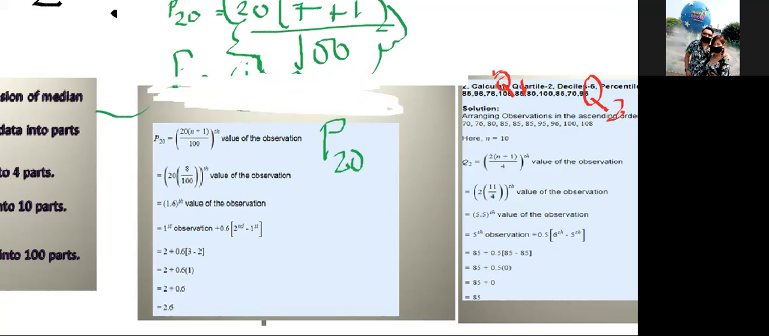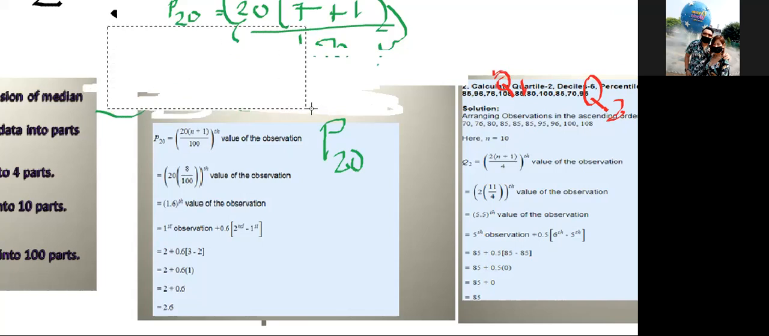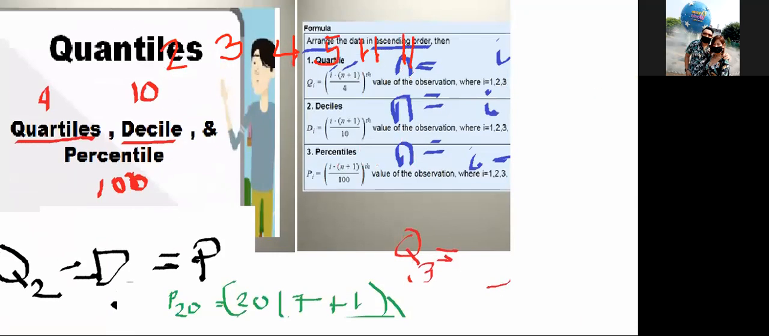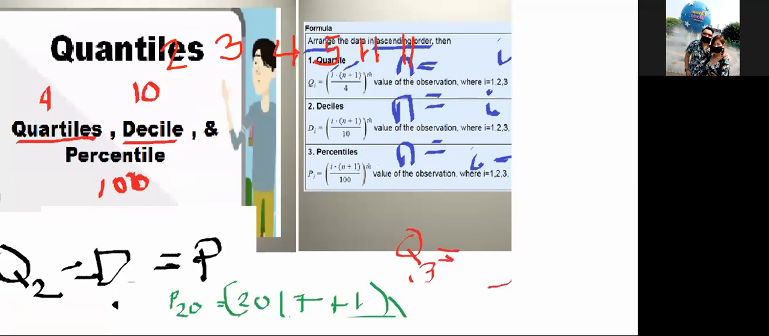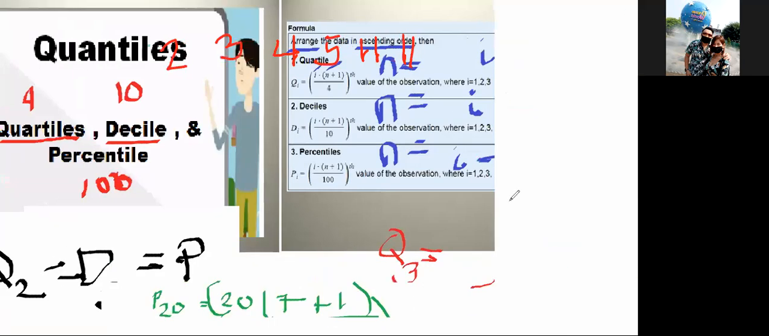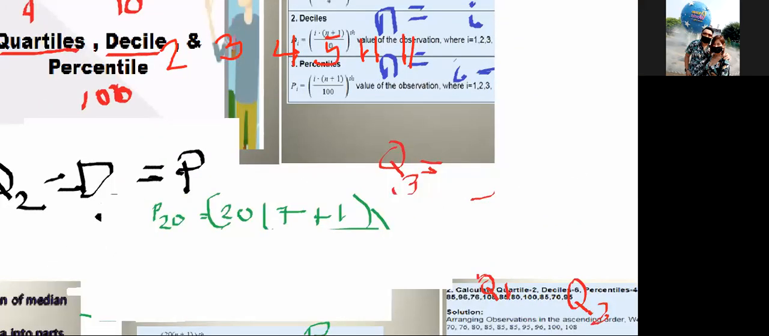So I will erase it. It actually doesn't really matter when we have that in mind. Okay, the first data there is 2, and the second one is 3. We also have 4, 5, 11, 11. Okay, and what's the other one? We also have the number 13.